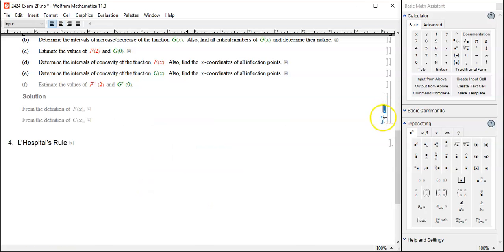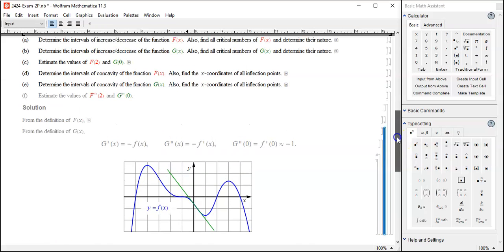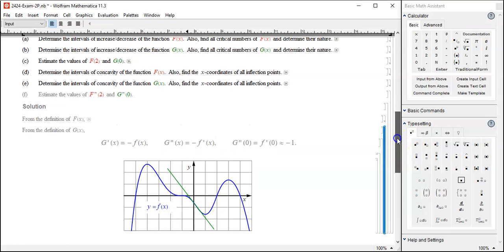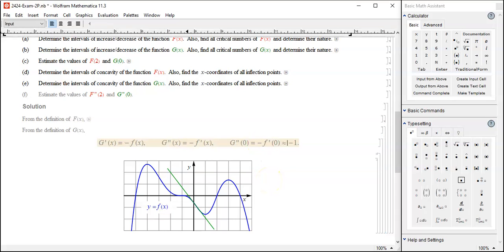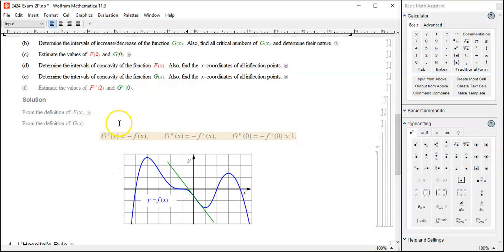Okay, how about capital G prime? Excuse me, sign mistake here. Okay, all right, now that looks good. Capital G prime is negative f. So capital G double prime is negative f prime. So we have to estimate the derivative evaluated at x equal to 0. And around here, it looks like about negative 1. So negative, about positive 1, approximately speaking, of course.